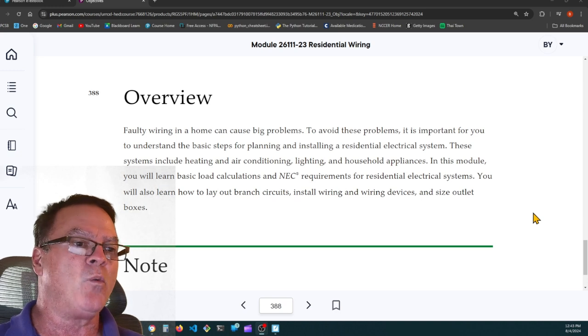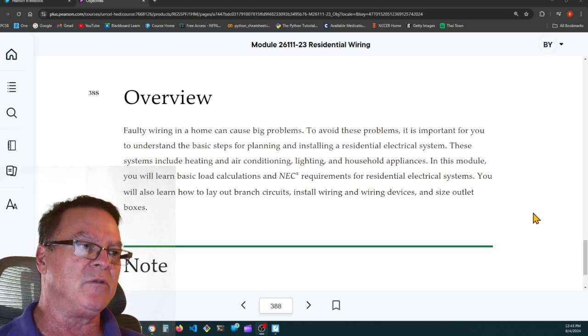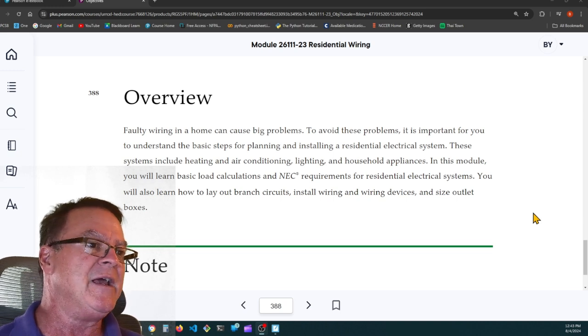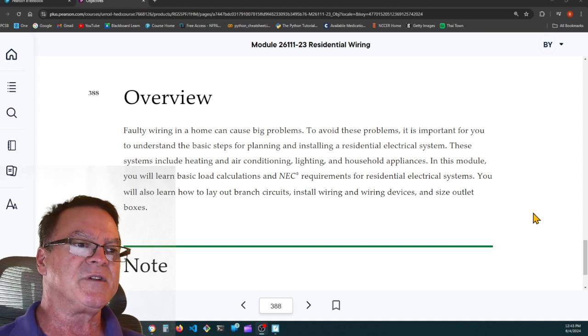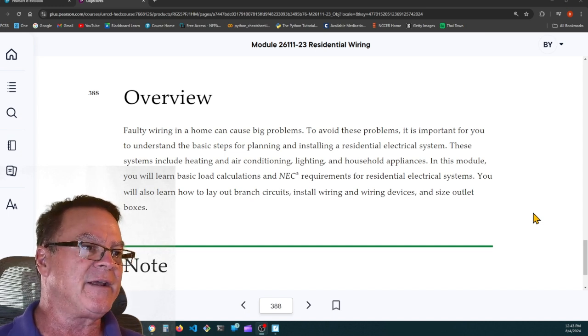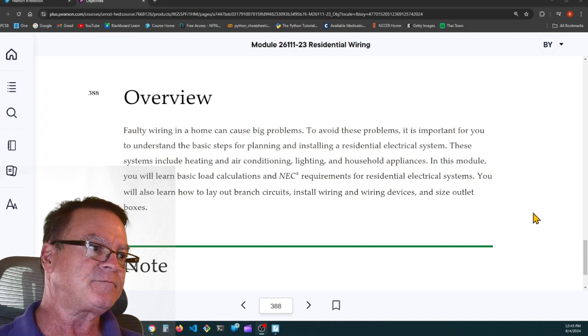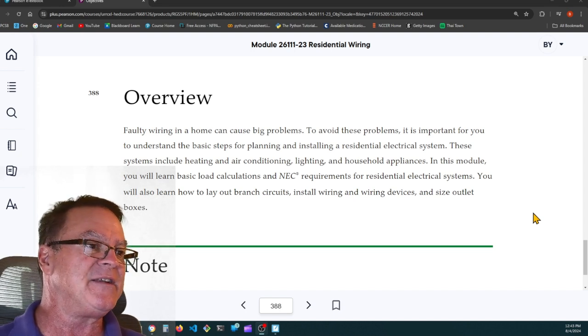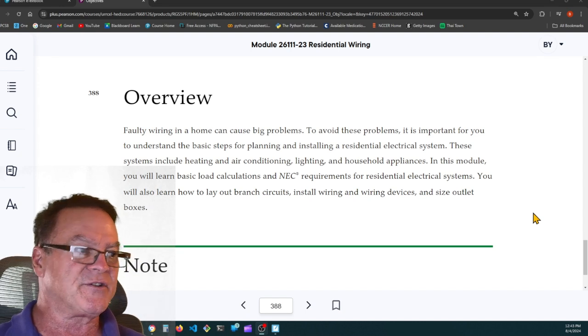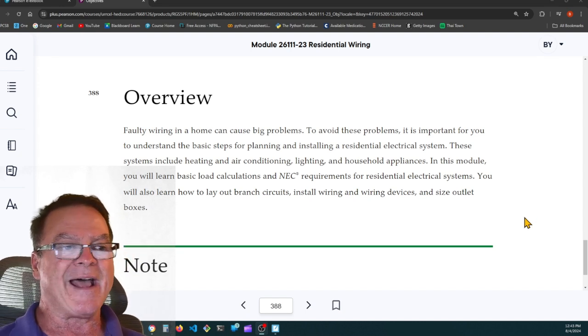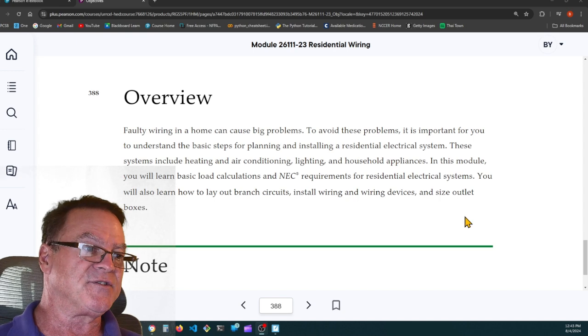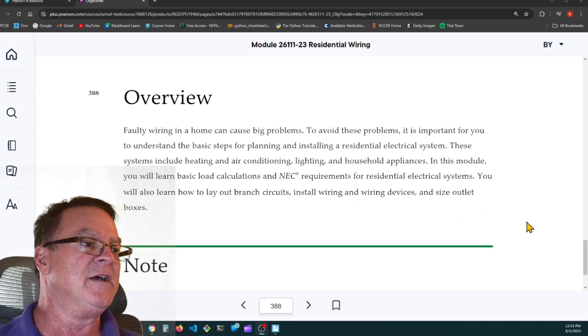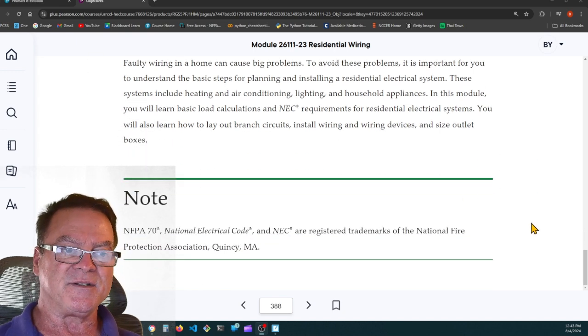Overview. Faulty wiring in a home can cause big problems. To avoid these problems, it's important you understand the basic steps for planning and installing a residential electrical system. These systems include heating and air conditioning, lighting, and household appliances. In this module, you'll learn basic load calculations and the NEC requirements for residential electrical systems. You'll also learn how to lay out branch circuits, install wiring and wiring devices, and size outlet boxes.